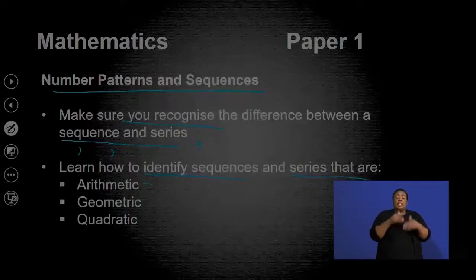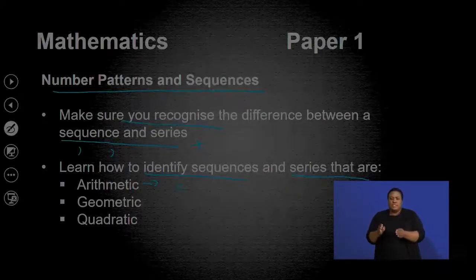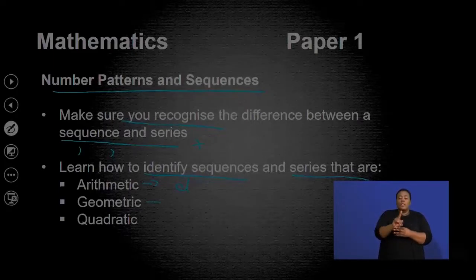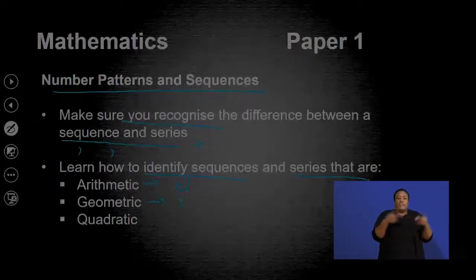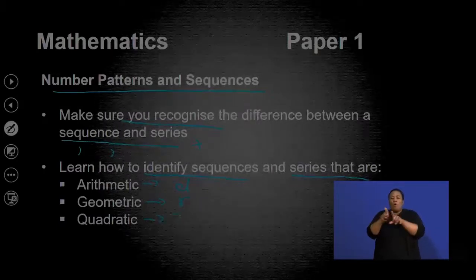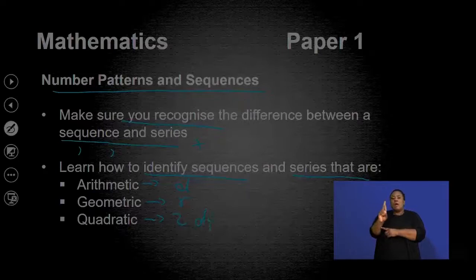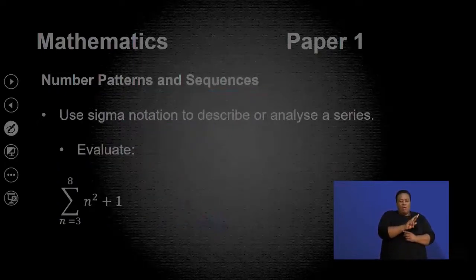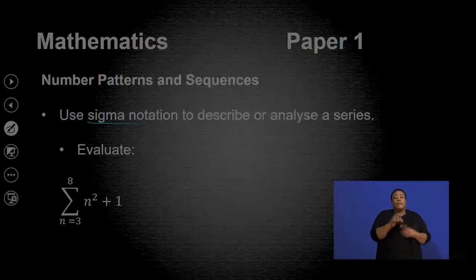And then lastly, you also need to know how to identify the sequence and the series that are there. So with an arithmetic, we are talking about the common difference, which is shown by d. With a geometric, we're talking about a common ratio, which is r. And with a quadratic, we are talking about 2 differences, where one of the differences forms an arithmetic sequence. Now, in specific, let's look at a question that we actually found that was in sigma notation.